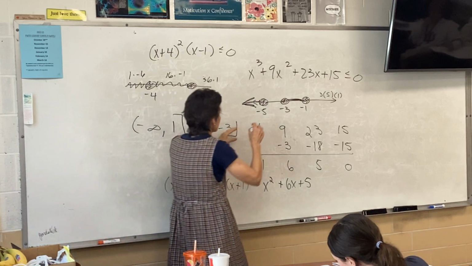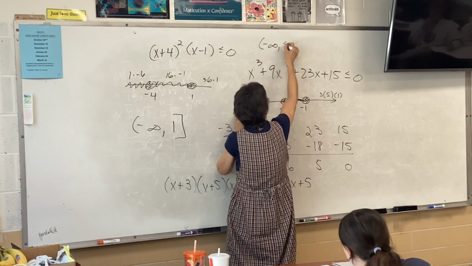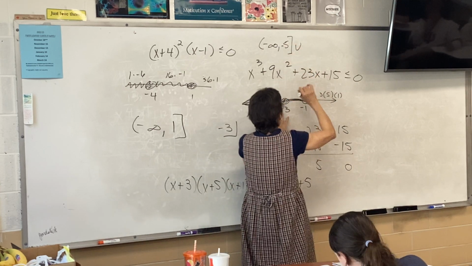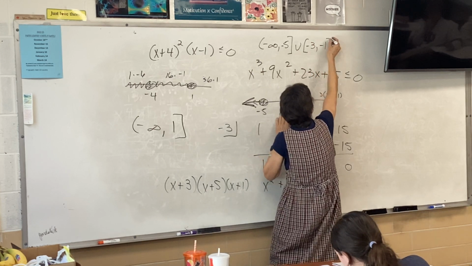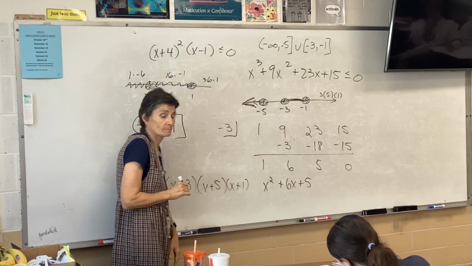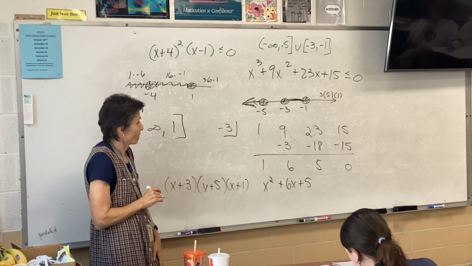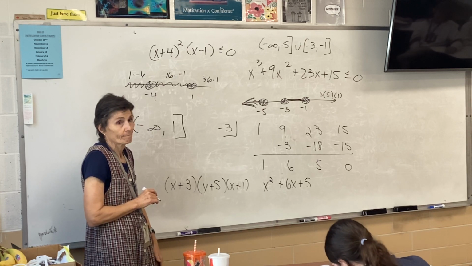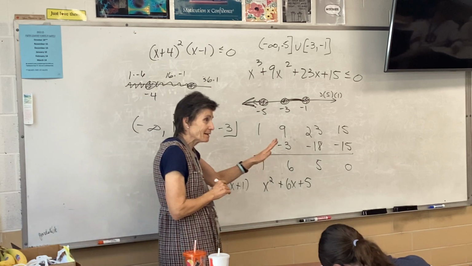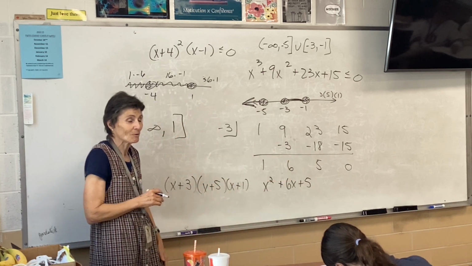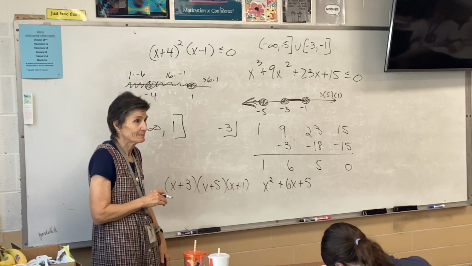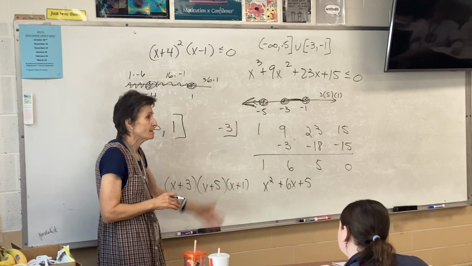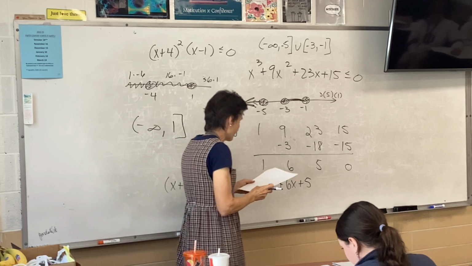Okay, so what's my final answer? Negative infinity to negative 5, bracket, or negative 3 to negative 1, bracket. Same thing over and over again, but what is your test going to look like? You're going to have to do this on your test, all right? So be ready. You know the process. Okay, letter E.